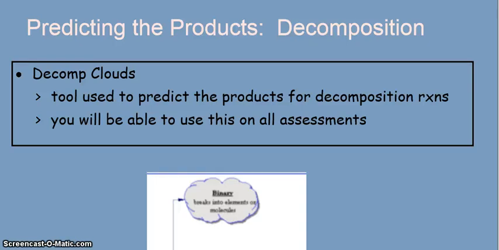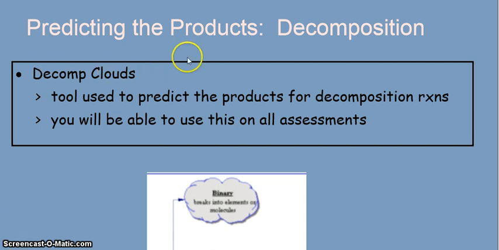Hello and welcome to our discussion of predicting the products of decomposition reactions. So to this point, we have been able to predict the products of single and double replacement reactions, and in those situations, they don't always occur. When I present you with some decomposition reactions, you are going to assume that it will occur, and our job is to find the right reference rules to identify what will happen.